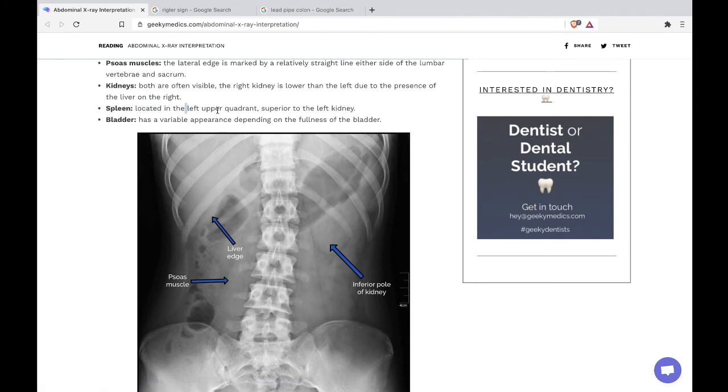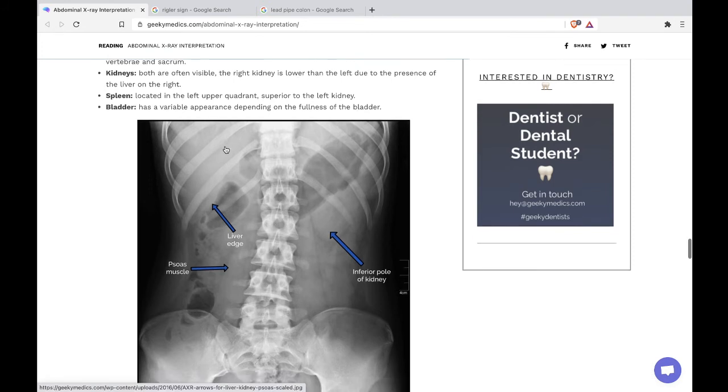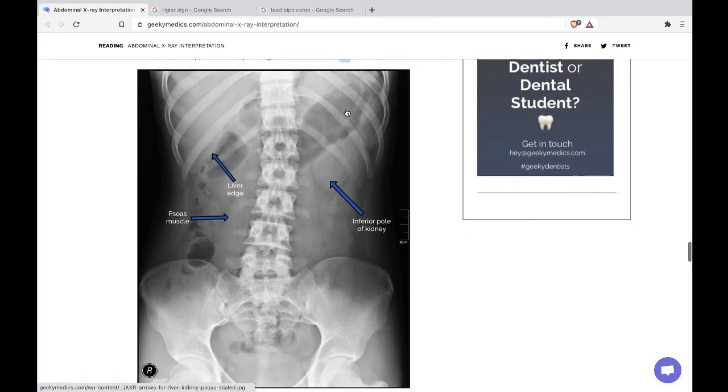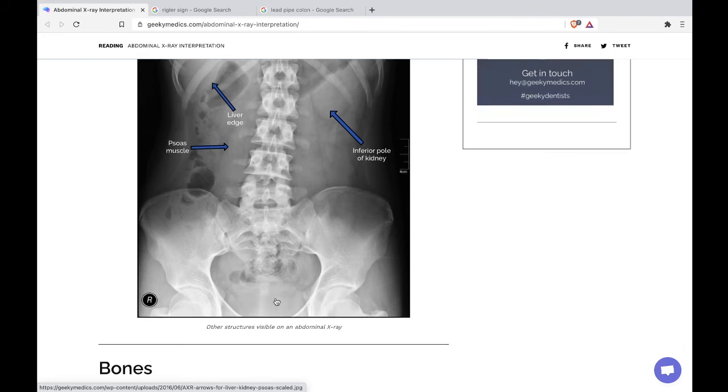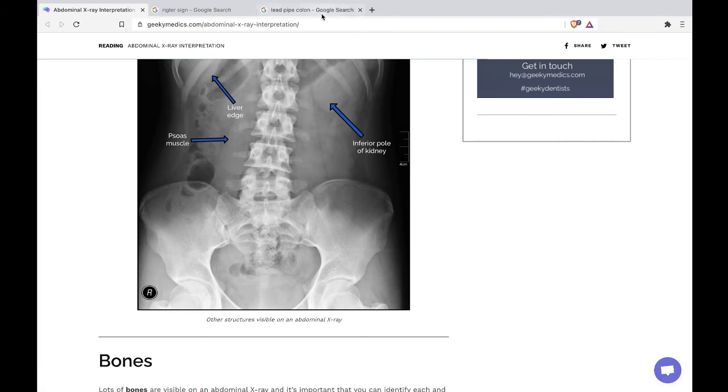Spleen: located in the left upper quadrant, superior to the left kidney. So if this is the left kidney, the spleen should be somewhere here, but I don't see it. Bladder has a variable appearance depending on the fullness of the bladder. Where's the bladder? Is this the bladder here? Not very sure. Or is this the bladder? Bladder on abdominal X-ray.